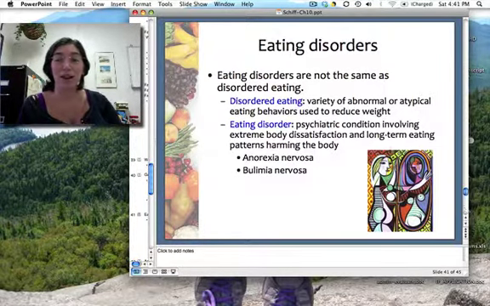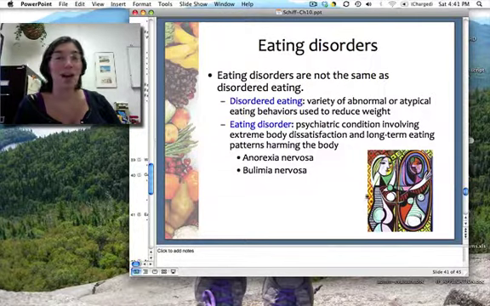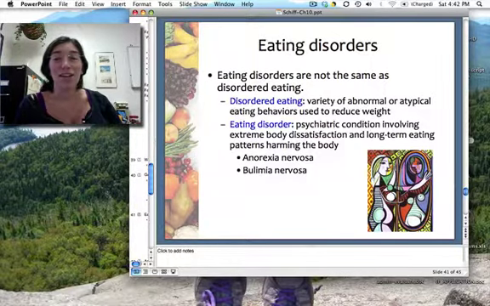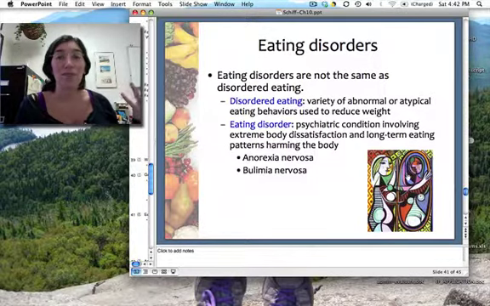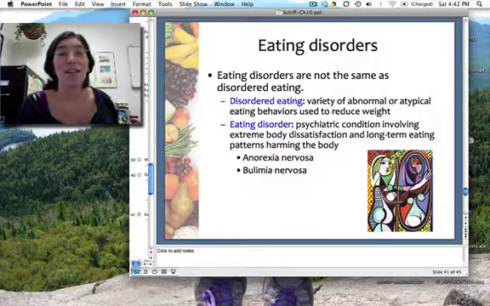So I like this Picasso. This is a Picasso painting of a woman looking in a mirror, and you can see the image in the mirror is different than the image outside the mirror. So what she sees in the mirror is not what is actually in reality. Eating disorders usually involve a psychological component of body dysmorphia, so not seeing your body correctly.